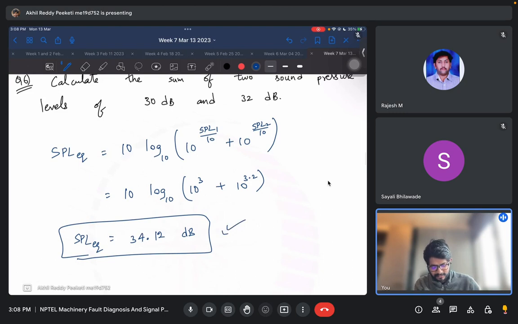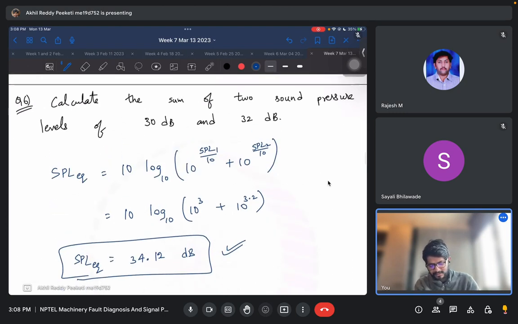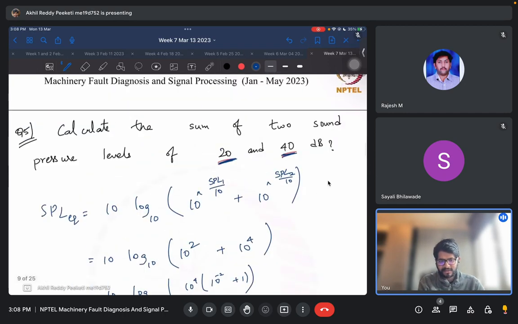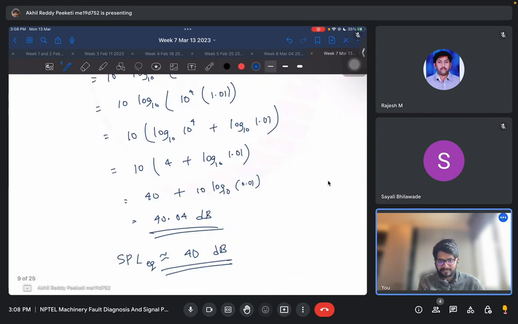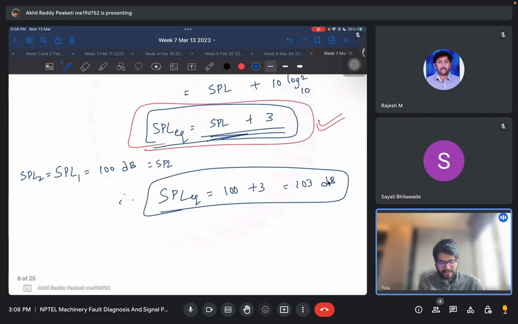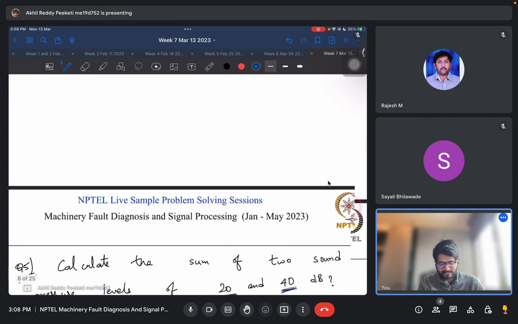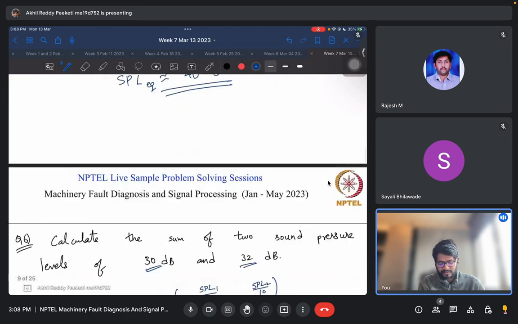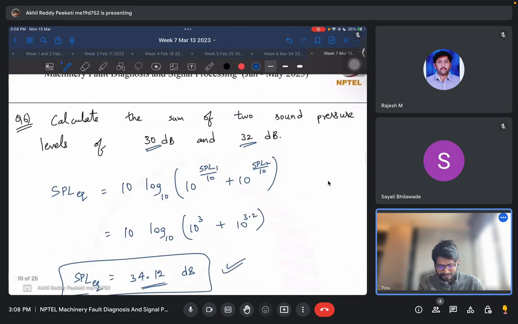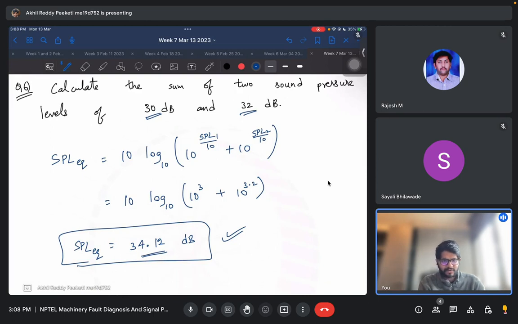Thank you, Rajesh. So you notice what has happened. When you added 30 and 32, you actually got 34.12, much higher than the two. But when you added 20 and 40, it stayed the same as 40. And when you added both the same values, then your SPL increased by 3 decibels. From this, what you can understand is, if the decibels are closer, then you will get a maximum change in the equivalent pressure level. If the decibels are very far apart, then it will be closer to the highest decibel.